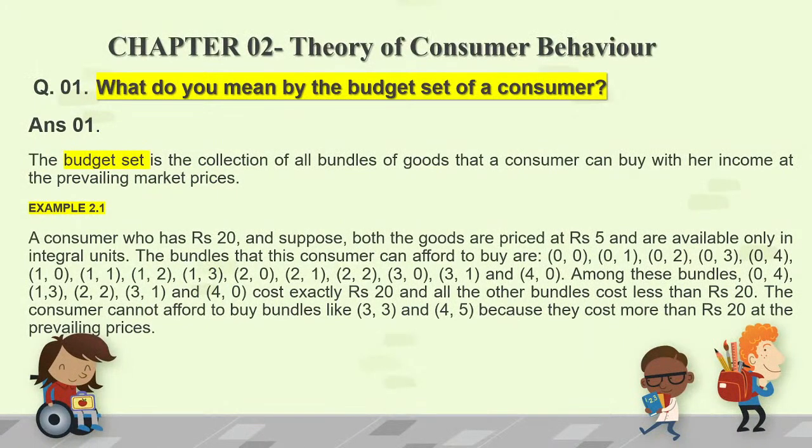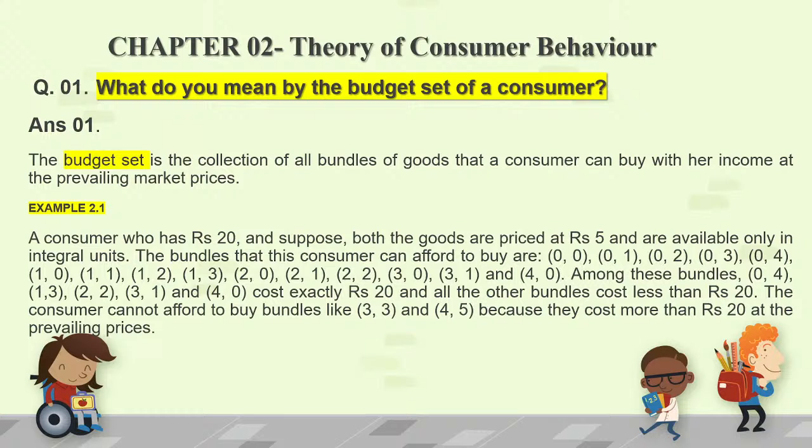Let's start with the very first part. So what do you mean by the budget set of a consumer? This comes under the theory of consumer behavior and it's one of the very important topics. So the budget set is a collection of all bundles of goods that a consumer can buy with his or her income at prevailing market prices. Now 3 points to be kept in mind here: it's a bundle of goods or set of goods. Second, there is limited income, given income, and third, even prices are given.